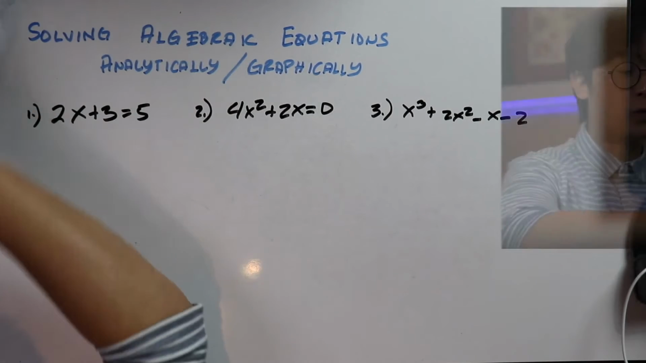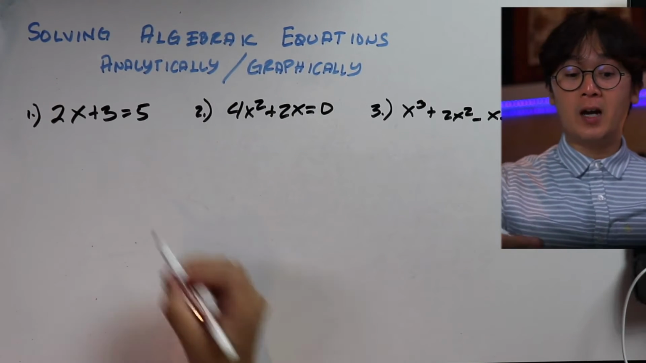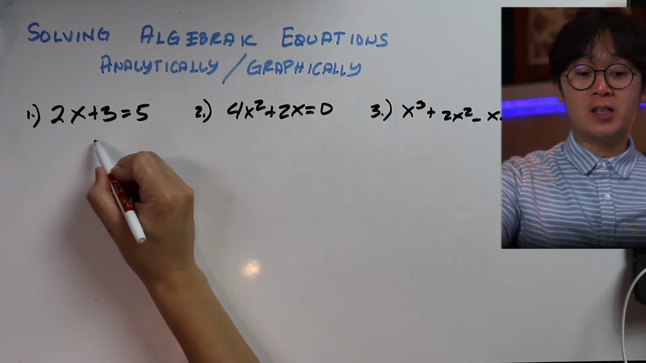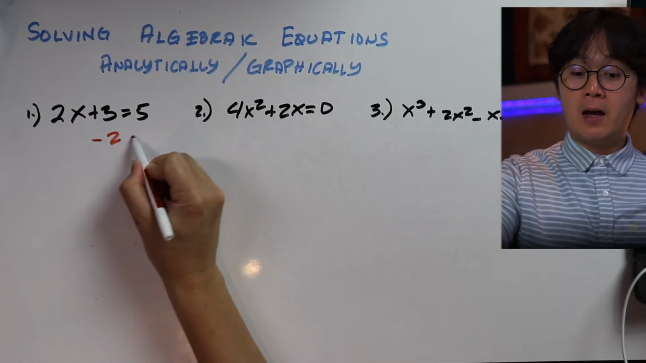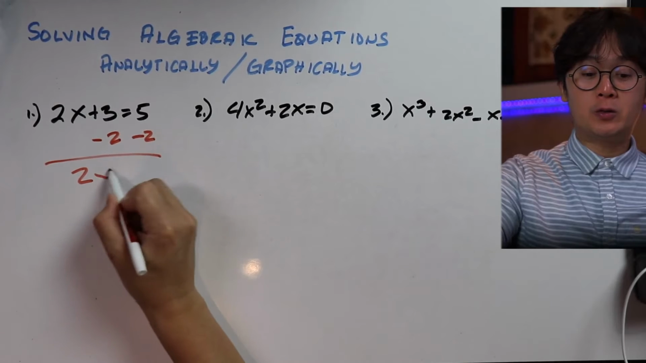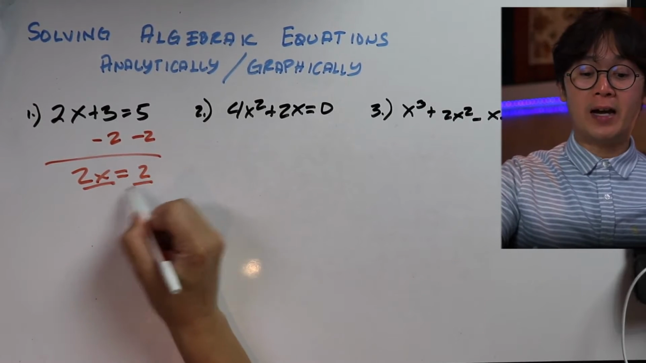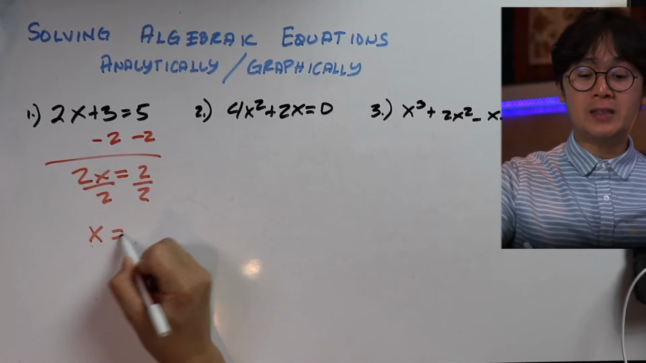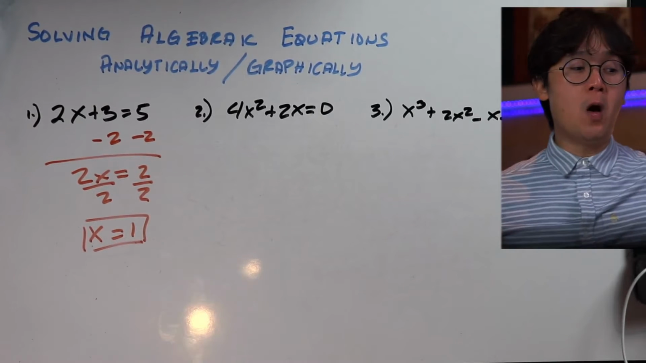So we're going to go ahead and solve the first problem. And we know that we only need 2 steps to answer this problem. So we subtract 2 on both sides, so 2x is equal to 2, and then we divide by 2 on both sides, and with 2 steps we have x is equal to 1.